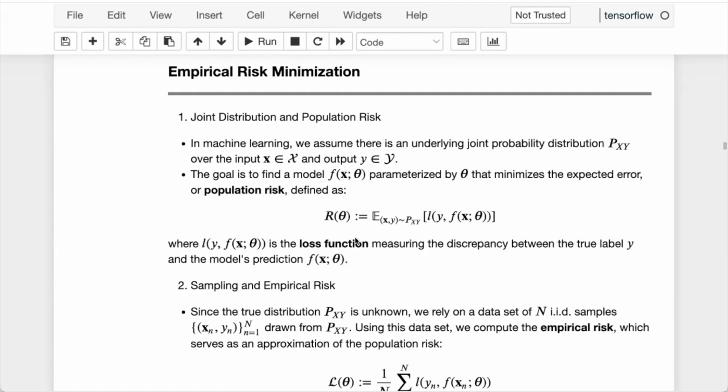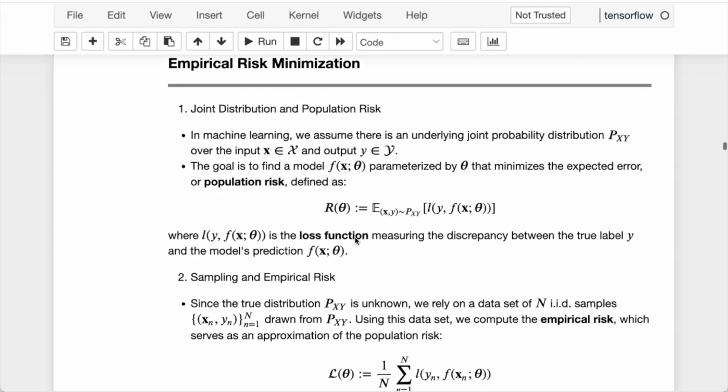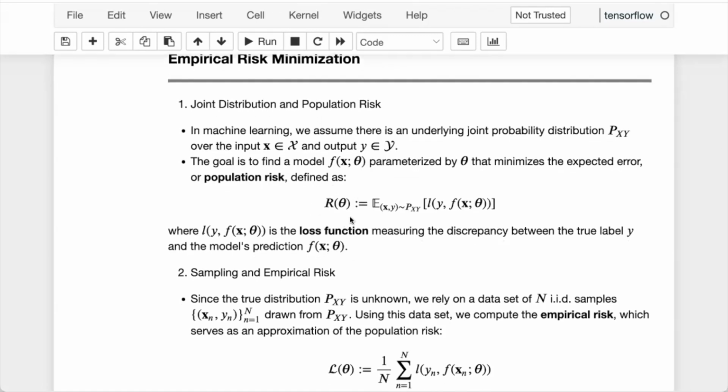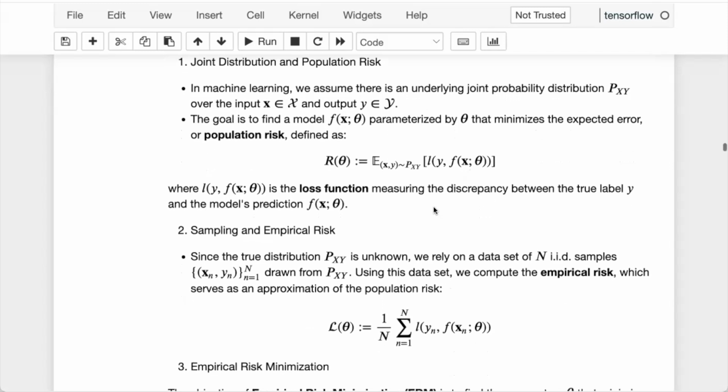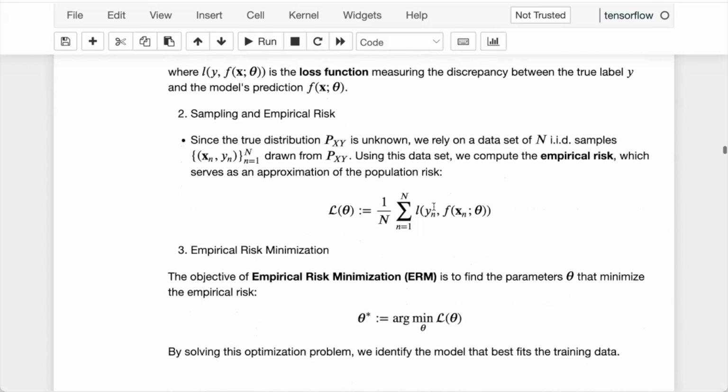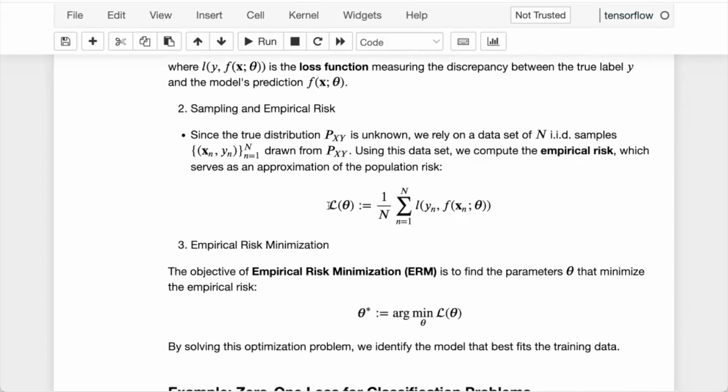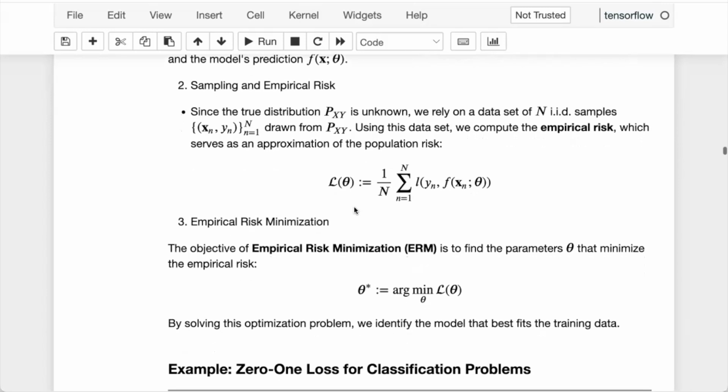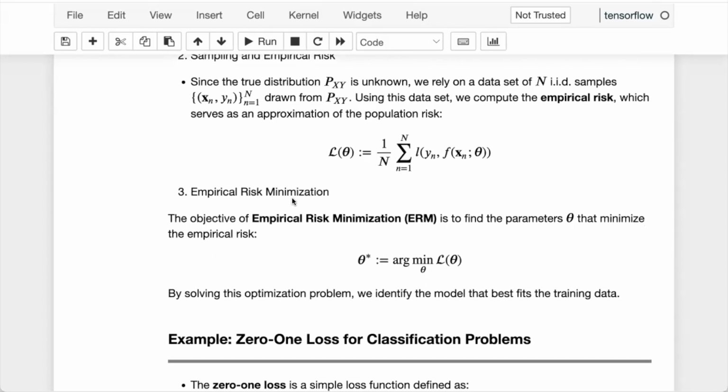Okay, so this is kind of like the summary of what we just discussed about population risk, loss function, and also empirical risk. And once we find the empirical risk, now we can form the empirical risk minimization problem, where the goal is to find the value of the theta that minimizes this empirical risk function.